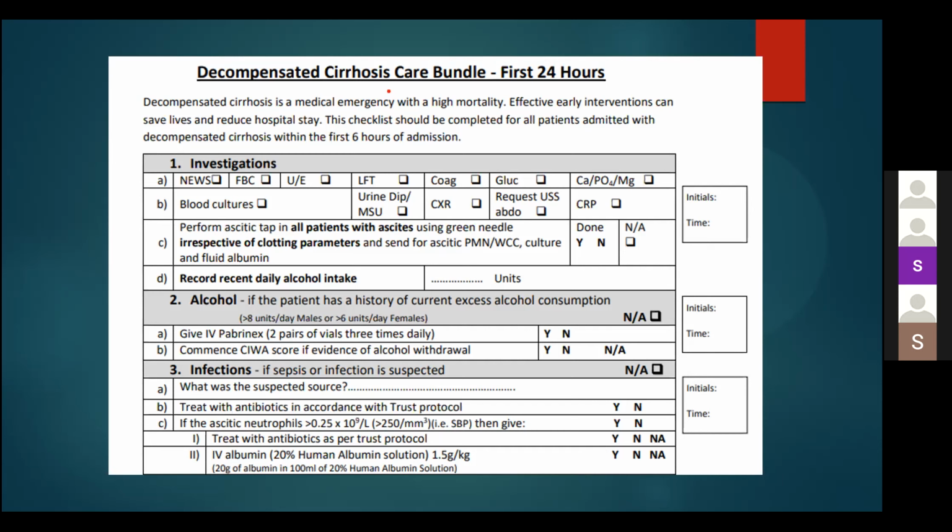Recording daily alcohol intake is very important, and it's actually one of the things that are done really poorly. And it's just a simple question that we probably would ask, but maybe not document down in the notes. So there's space there to do that as well. If the patient has a history of alcohol, do the obvious things. We're giving them Pabrinex, and we need to think about symptoms of alcohol withdrawal. Now, these patients may present in alcohol withdrawal, in which case we know how to treat them. It may be that they're acutely intoxicated with alcohol, in which case we wouldn't necessarily start them on benzodiazepines, but we obviously need to be monitoring for those symptoms as they turn up.